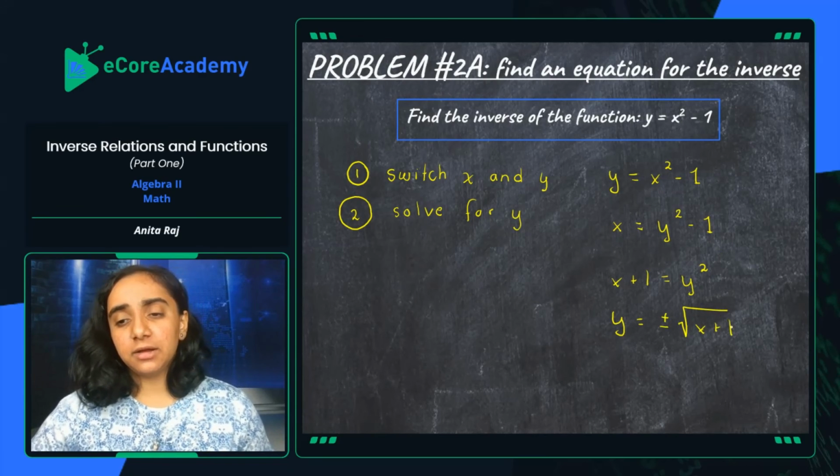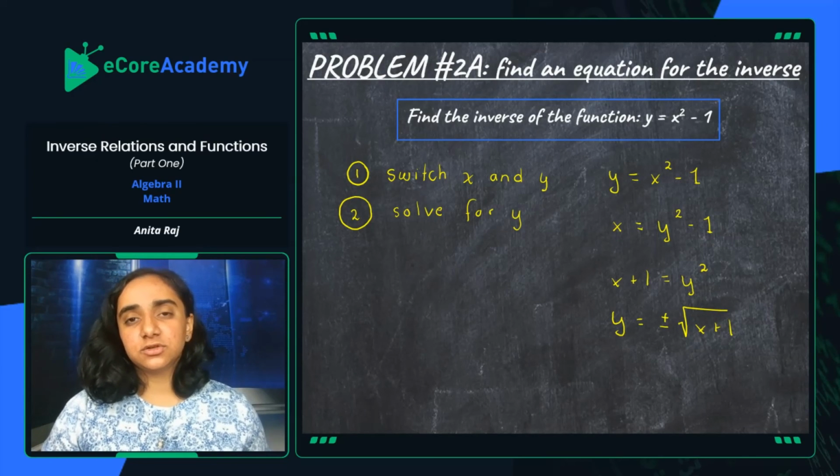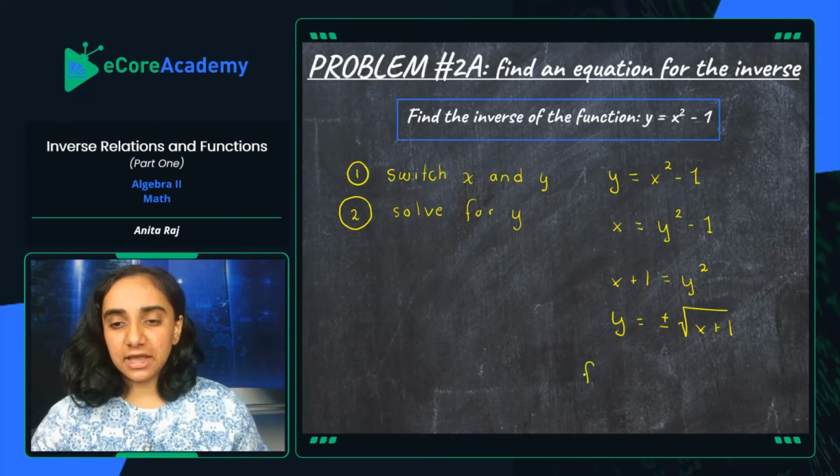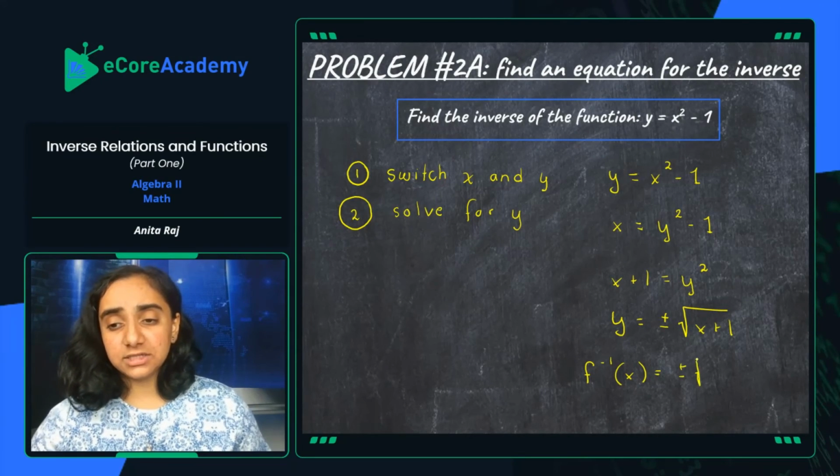Make sure you write a positive or negative, because oftentimes students will write just the square root of x plus 1. You're only taking into consideration the principal root. You're not taking into consideration the negative root as well. And because we're working with inverses, and because this was originally a function, you have to take into consideration the principal and the negative square roots. You can also write this as f to the -1, or f inverse. That's how we should say it. Is equal to positive or negative square root of x plus 1. And that's your final answer.